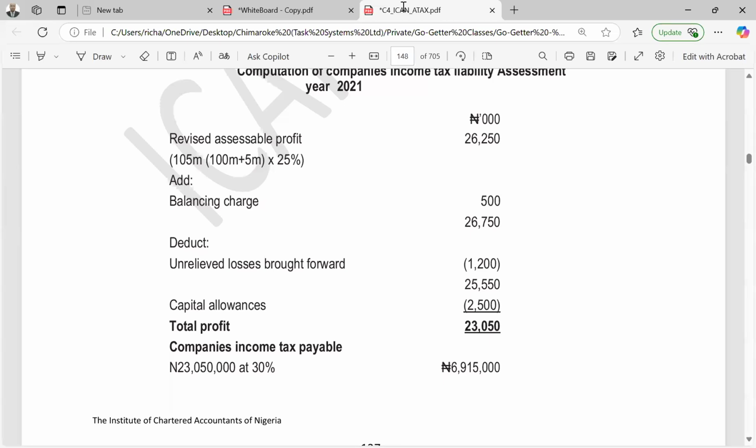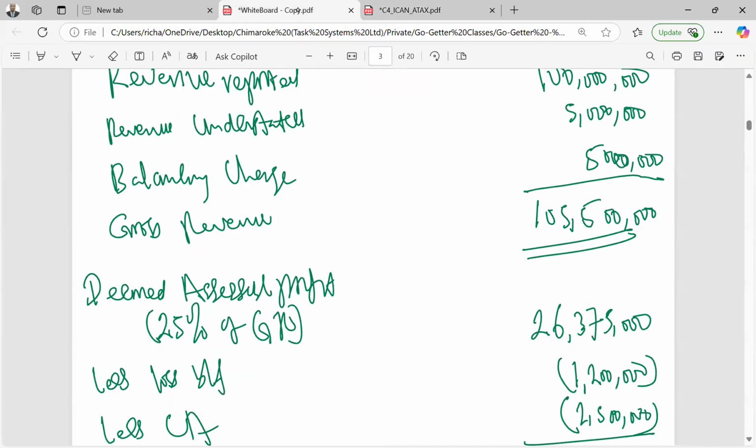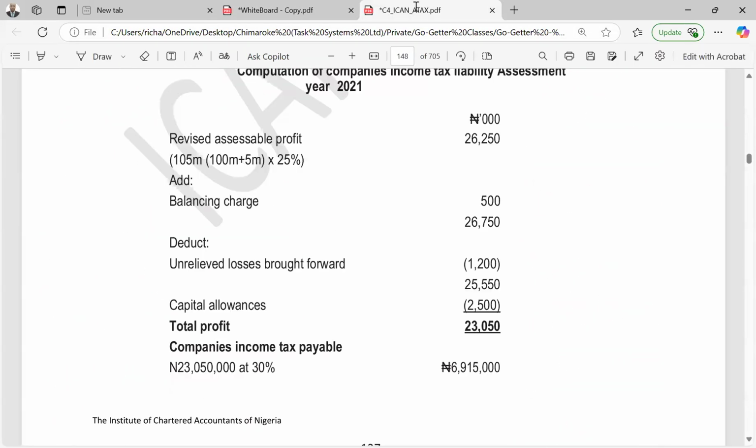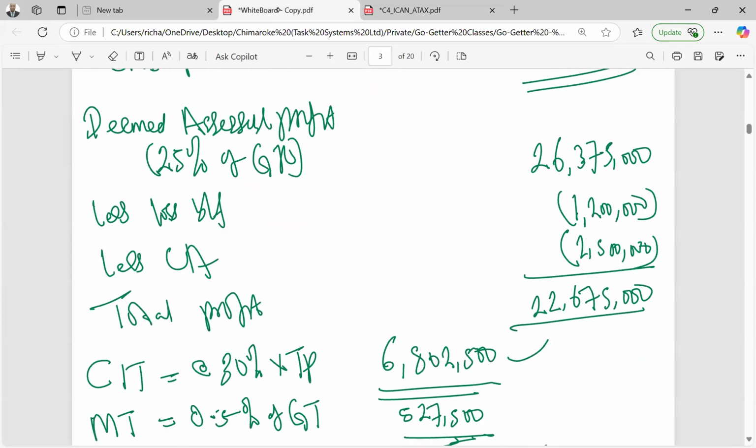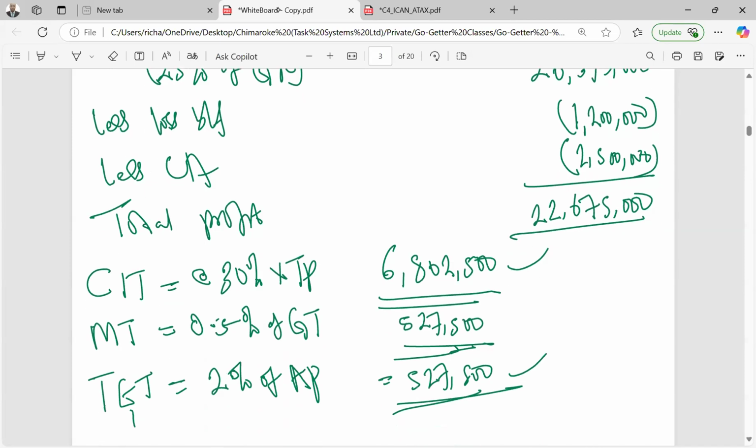Then we now added the balancing charge and we got 267.50, no problem. Then we now less this unrelieved loss and we now less capital allowance and we got total profit 23 million and 50 and we are getting 22.6. So you see the way we computed our own, we are even paying lesser tax than the way government would have wanted us to compute. But it's fine.